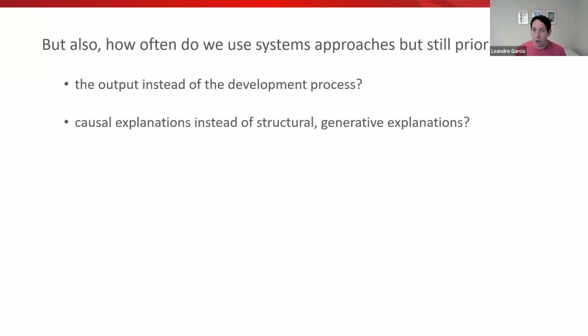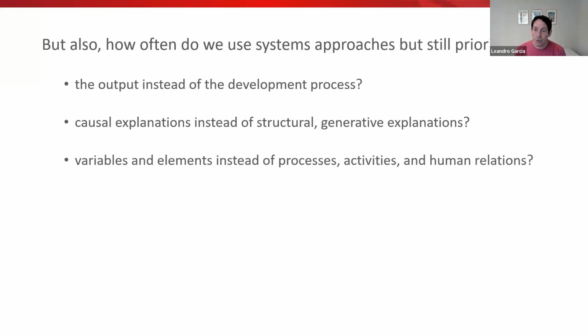How many times do we use these models for causal explanations instead of structural generative explanations of the reasons why we see some of the public health issues we're trying to face? How many times do we use these systems methods and still focus a lot on the variables and elements of a systems map, instead of the processes, activities, and human relations that underlie the systems and situations we're trying to intervene in? How many times do we develop models for prediction instead of understanding how systems operate?